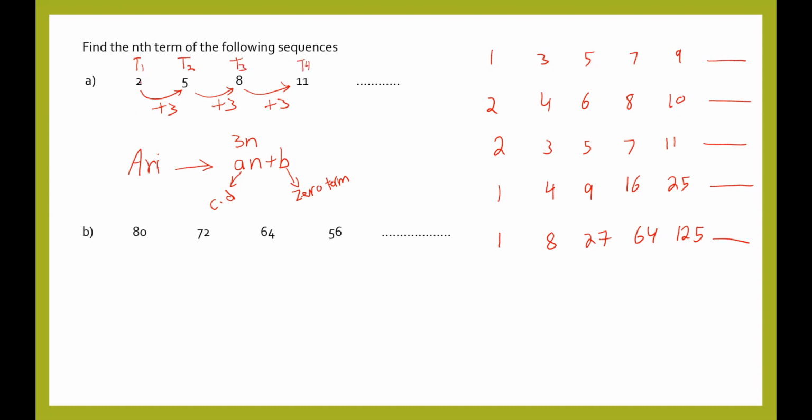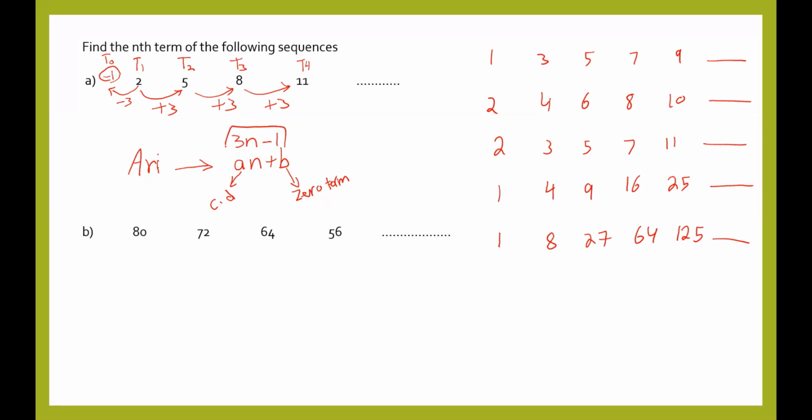So to know the zero term, instead of adding every time, you go back one step. It will be minus 3. So 2 minus 3 is negative 1. So this is T0. Again, how do you get b, the zero term? You see what pattern is going on. If you're adding, you do the opposite here. If you're subtracting, you do the opposite here. So the zero term is negative 1, so the nth term is 3n minus 1.